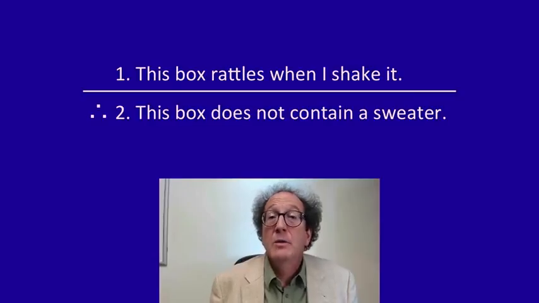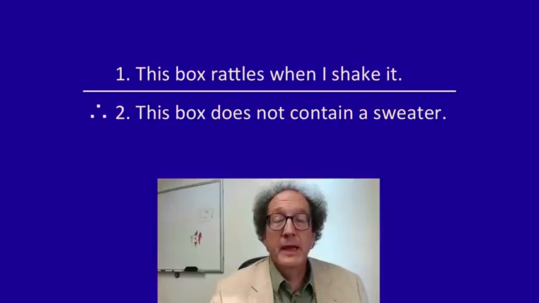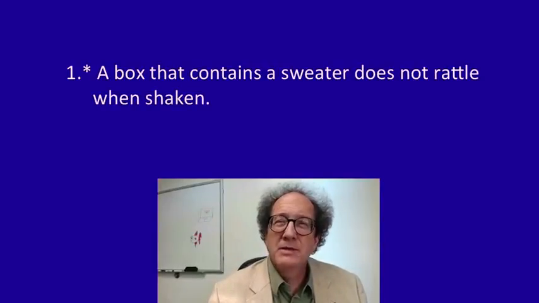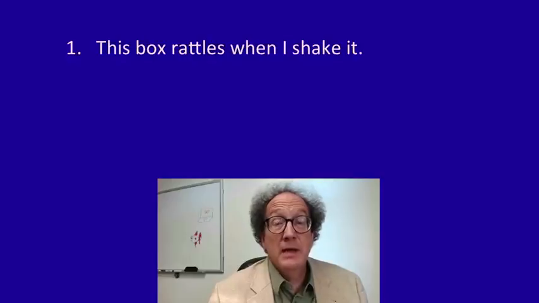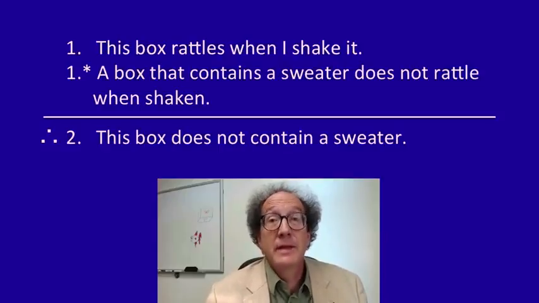Well, how can we make the argument valid? The question here is, can we add a suppressed premise that'll turn this invalid argument into a valid argument? Here's one that'll do the trick. A box that contains a sweater doesn't rattle when shaken. Now the argument looks like this. This box rattles when I shake it. A box that contains a sweater doesn't rattle when shaken, so this box doesn't contain a sweater.